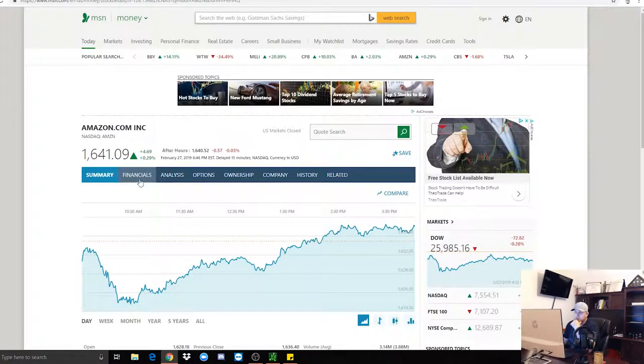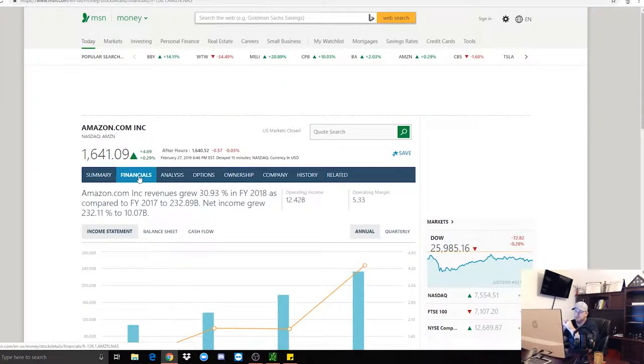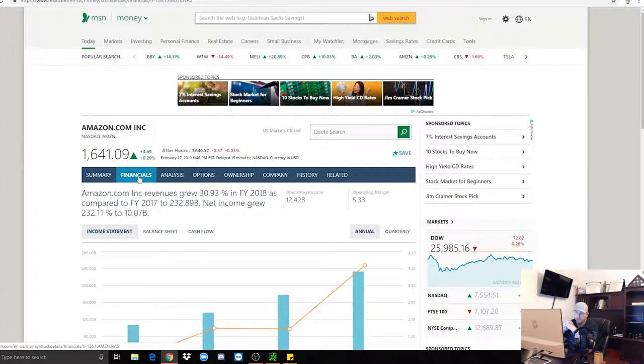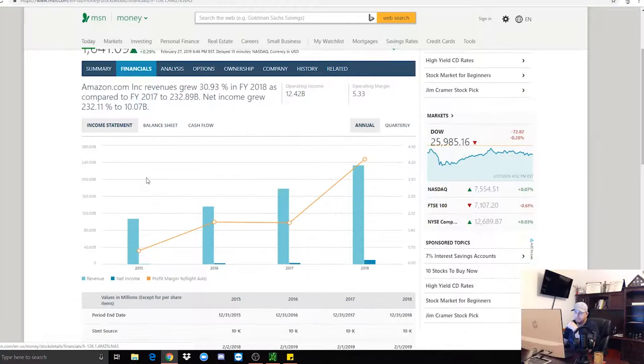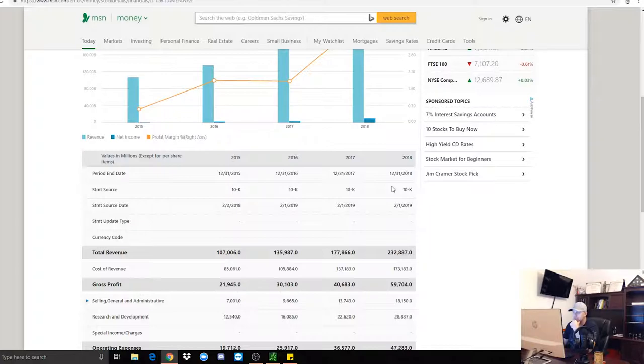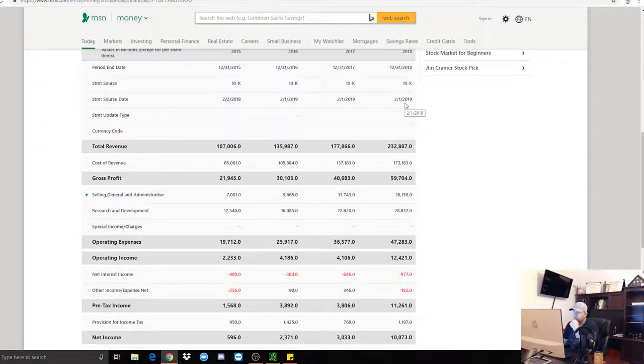If you want to browse for the income statements, the balance sheets, and the cash flow statements, you would go into the financials tab here. And as you can see, Amazon is rising each year. This year it's just shy of $241 billion in revenue. This is as of December 31st, 2018, and the source came out on February 1st, 2019. This is probably from the sec.gov website. So they'll upload these on MSN Money and they'll provide the numbers for you.